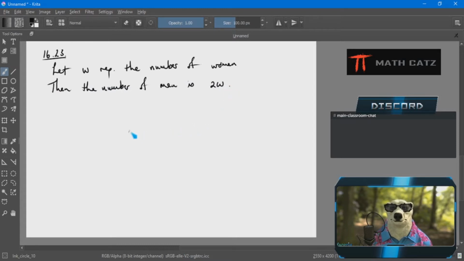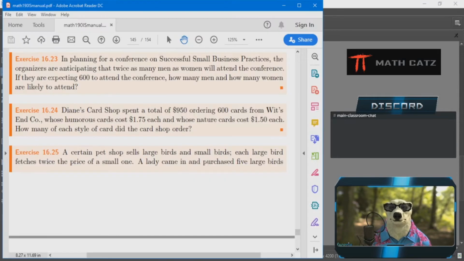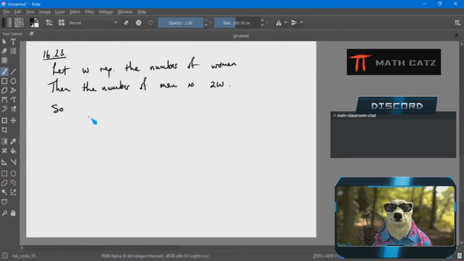There's twice as many. Now the other piece of information refers to the total number of people, which is 600. So if I add up the number of women plus the number of men, I should get 600. So the information that they've given me that I have to translate to this equation, fairly straightforward. You could have done it the other way around, very similar situation. And now in my mathematical language, I have 3 times W equals 600. So W equals, divide both sides by 3.